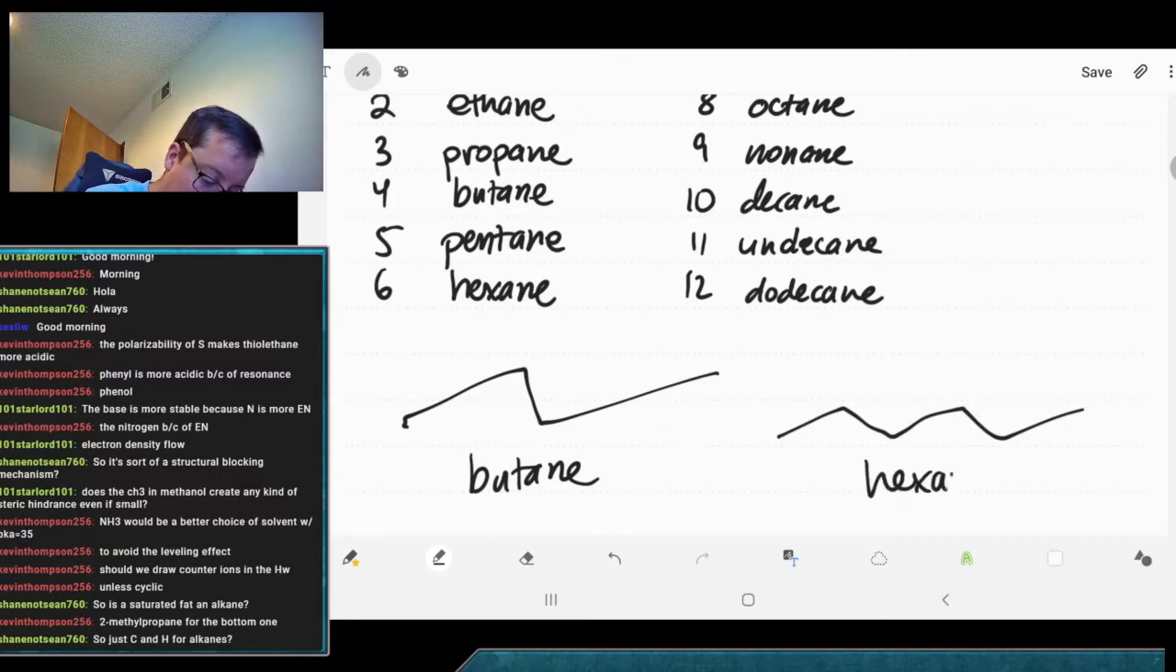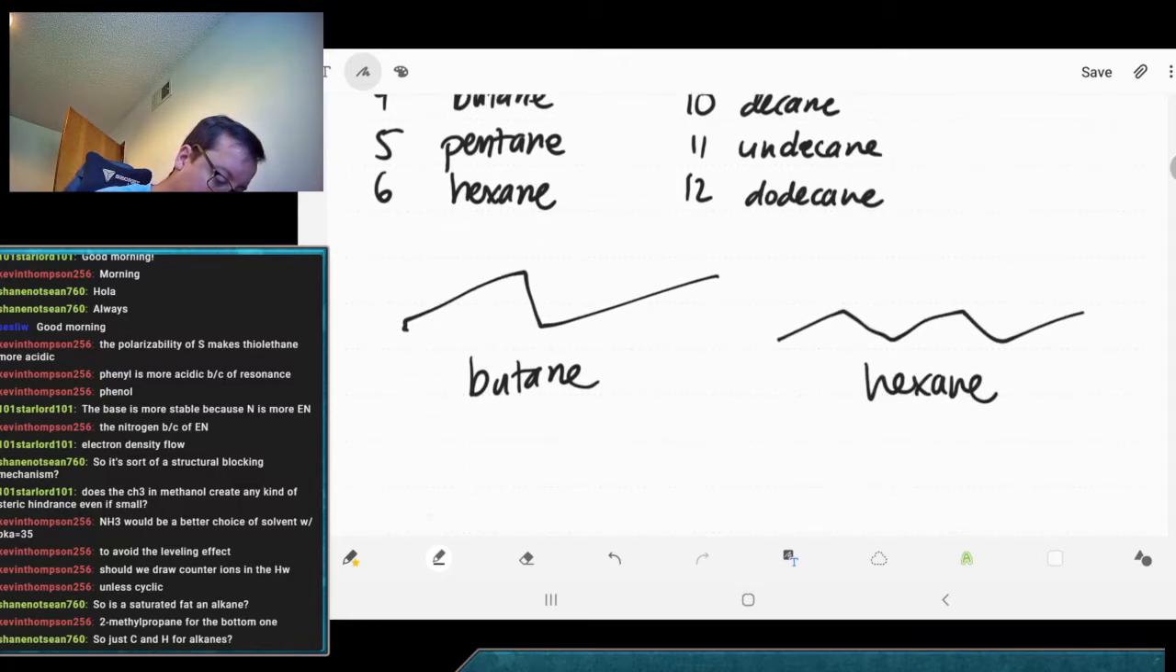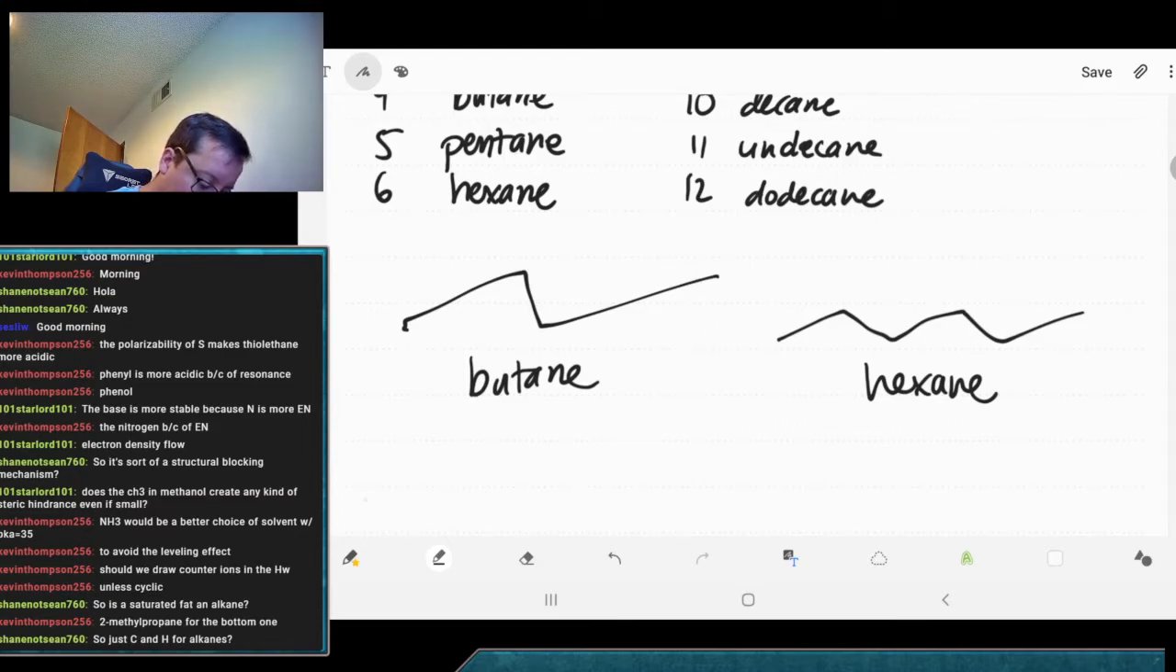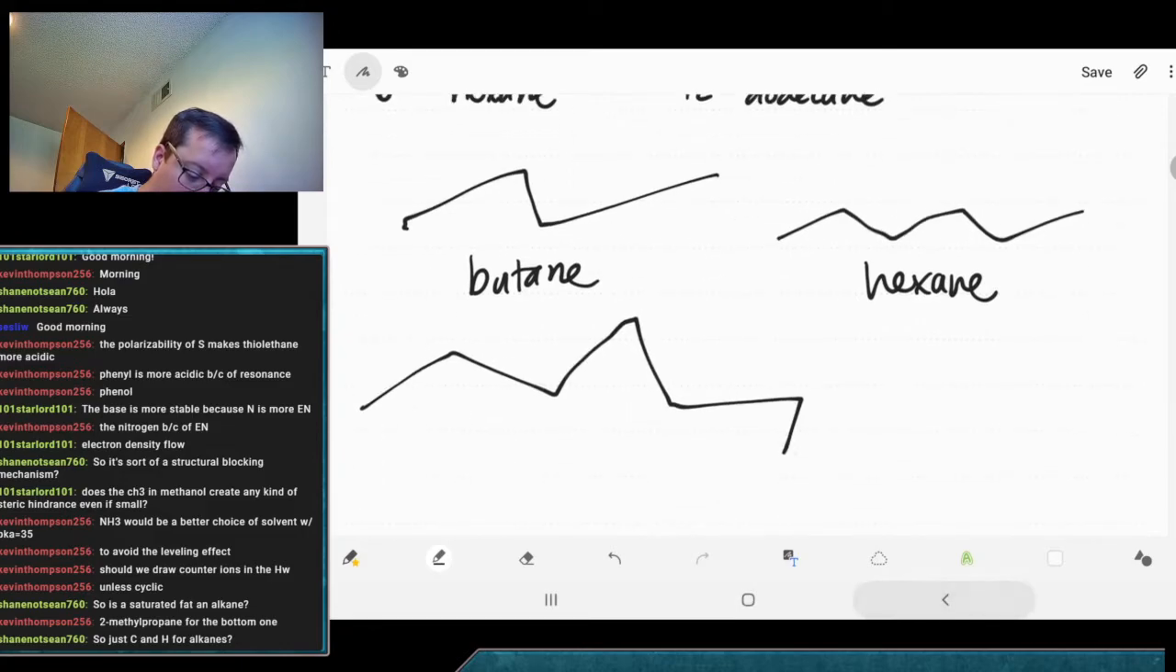Hexane. I don't have to draw them so nicely. I can draw them all whatever way I want. Here, I'll go crazy. Why not? 1, 2, 3, 4, 5, 6, 7, 8. This is octane.